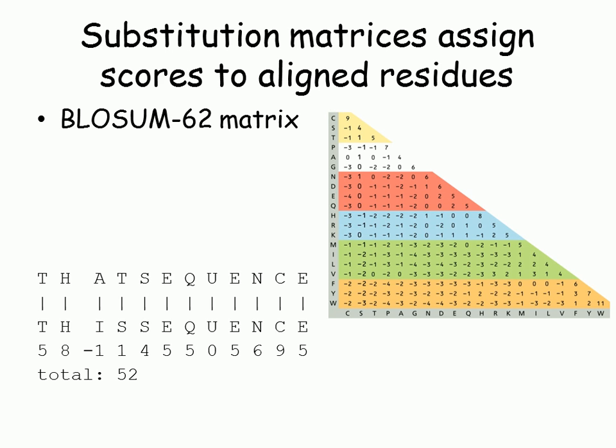We have some popular substitution matrices that capture this compatibility. The most popular one is BLOSUM 62, and there's also one called PAM, P-A-M. So the BLOSUM 62 substitution matrix will give you a 20 by 20 matrix of scores, where it lists how compatible amino acids are, or it tells you how to score a substitution of one amino acid with another.